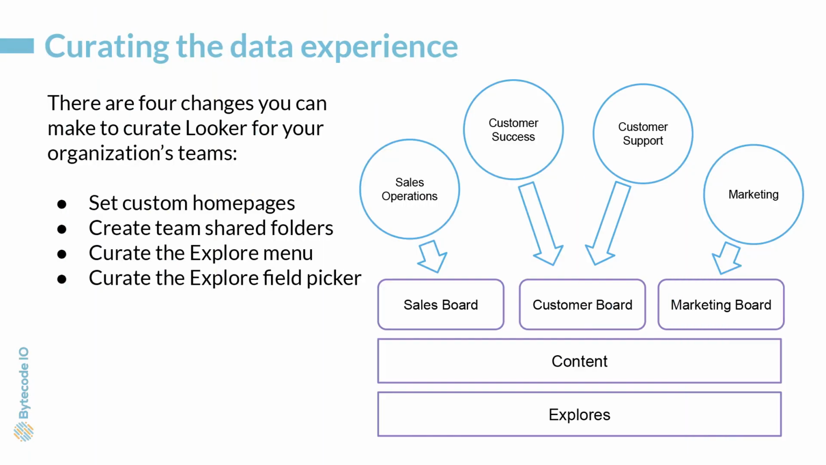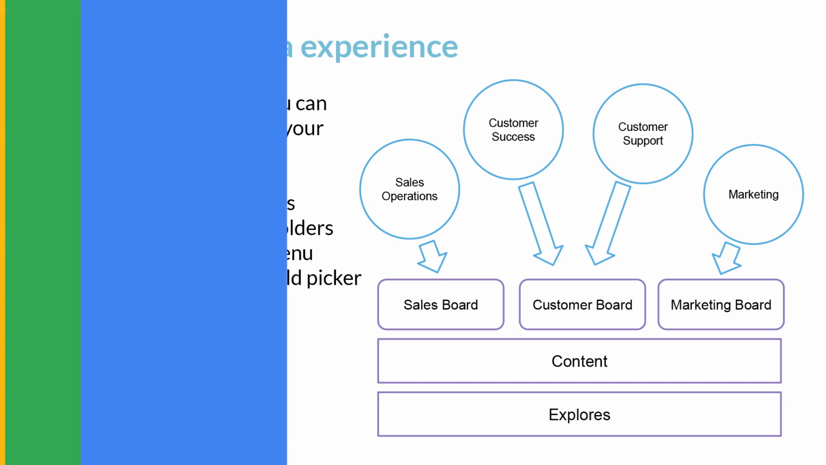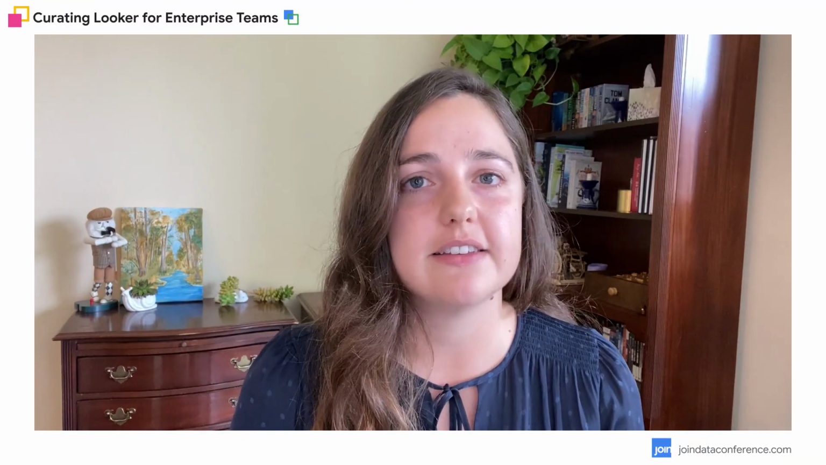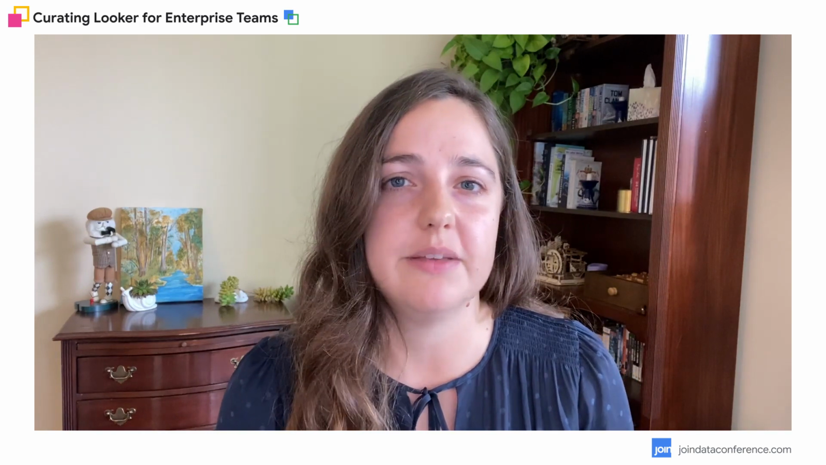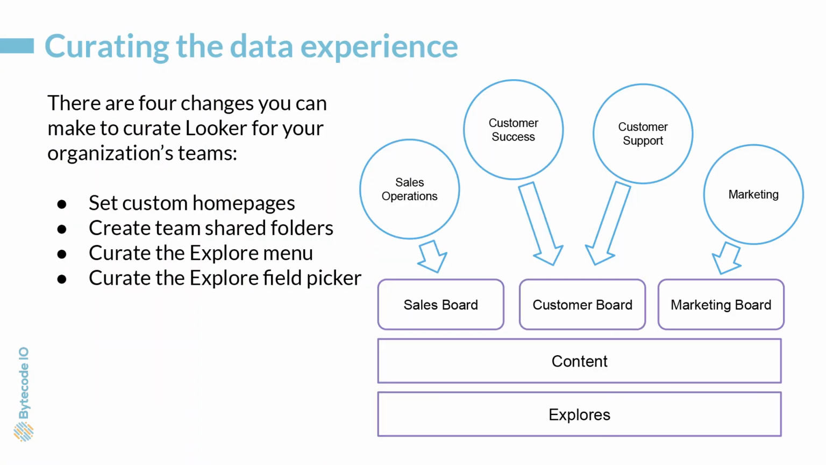There are 4 changes you can make to curate Looker for your company's teams. To guide your team members right when they open Looker, you can set the home page for each team to a board with content that is organized and relevant to their particular team's function. To encourage collaboration, we can ensure there is a folder for each team in the shared folders. To ease analysis, we can limit and organize the Explore drop-down menu. Lastly, to help your teammates find the answers they need, we can organize and limit the number of fields that show up in each Explore.